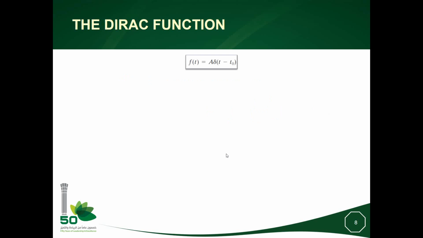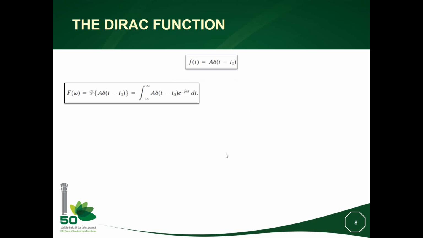The Dirac function f(t) equal to delta of t minus t0. So this function exists only at t equal to t0, and it is 0 otherwise. And the integral from minus infinity to plus infinity of delta of t minus t0 dt is equal to 1.